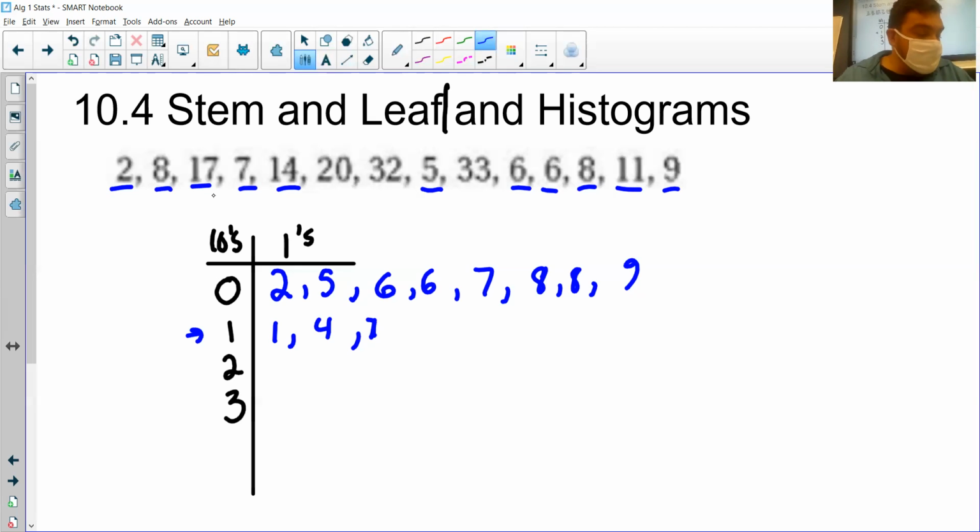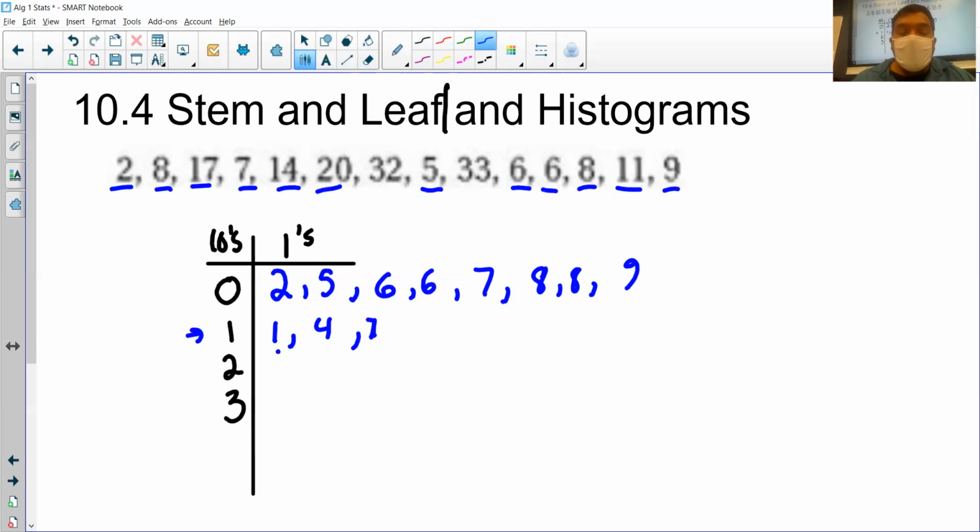Mr. Coe, why did the numbers go sideways instead of vertically? Oh, since this is a stem, it's leafing off this way. That's why. It's like a stem, the base. So let's look at the next one.